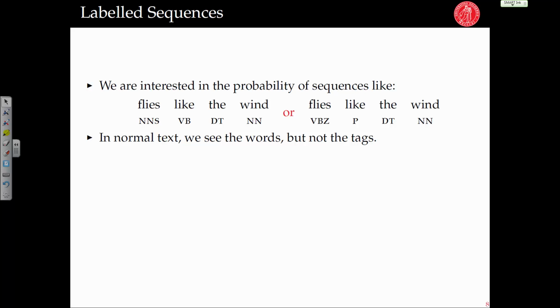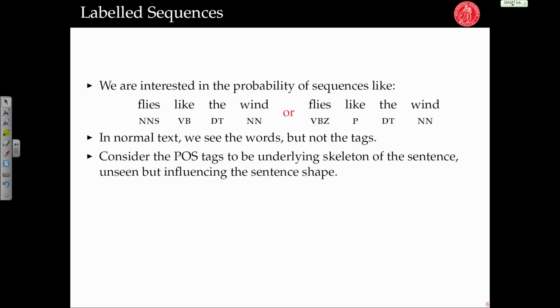In this case, what we would say is that part of speech tags are the underlying skeleton of the sentence. It is unseen, so we don't see it, right? It's something we have to provide, but it gives us clues on how the sentence should be interpreted. So the way we decide to assign these part of speech tags will lead to different meanings of this sentence.